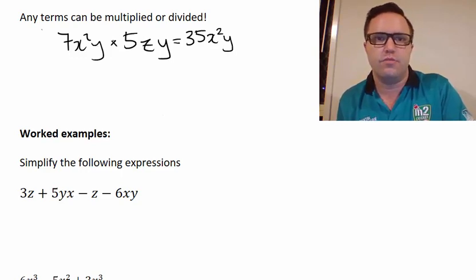Y times another y is y squared. There's a z here, so the z just goes in.